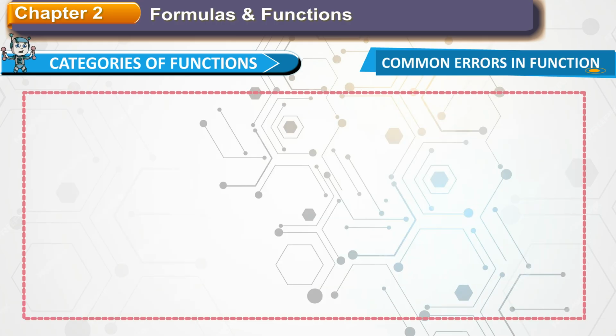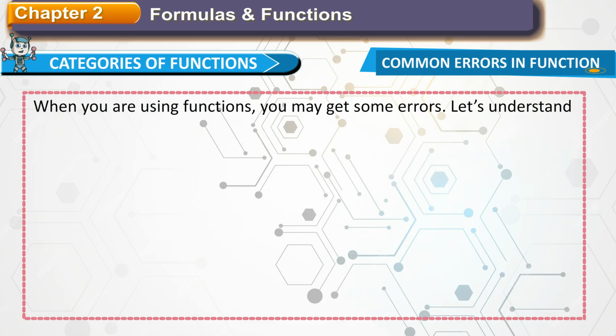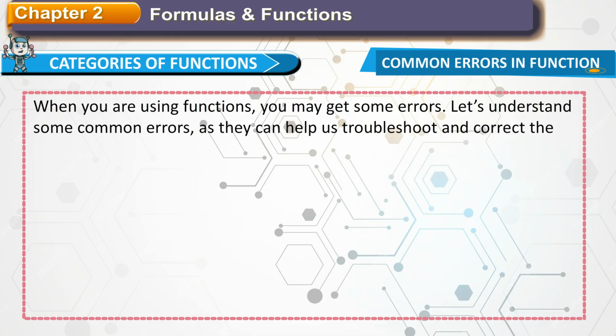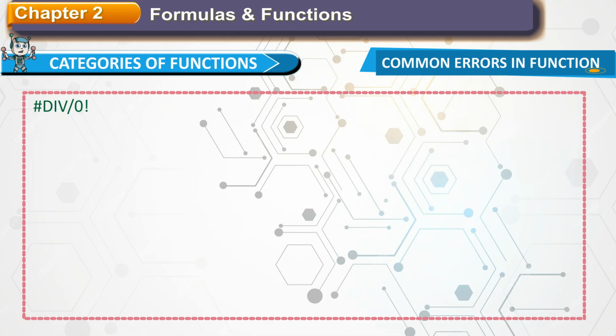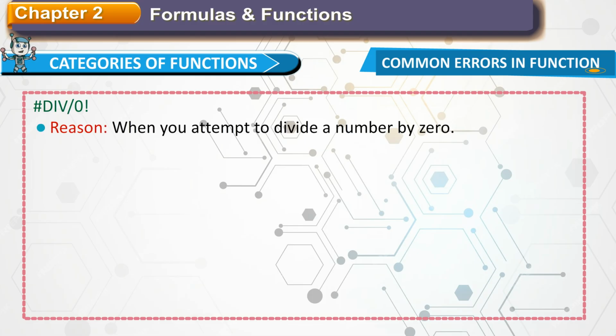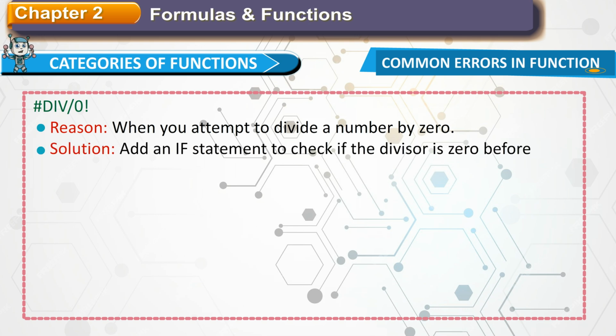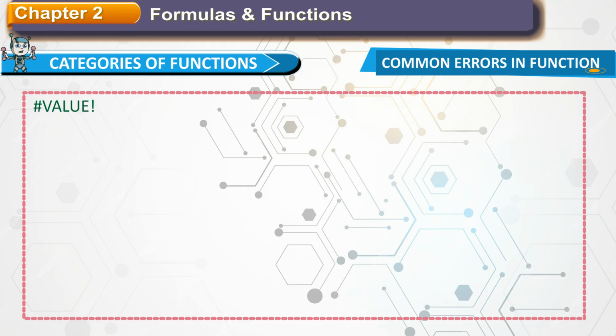Common errors in functions. When you are using functions, you may get some errors. Let's understand some common errors, as they can help us troubleshoot and correct the errors in your formulas. #DIV/0! Reason: when you attempt to divide a number by 0. Solution: add an IF statement to check if the divisor is 0 before performing the division.